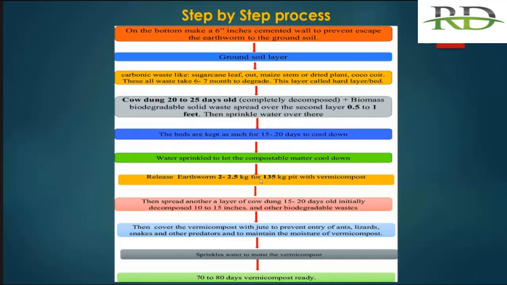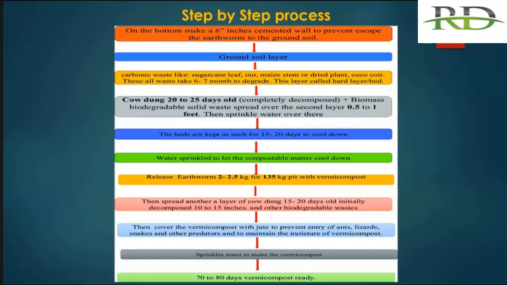Then spread another layer of cow dung, the same 15 to 20 days old, initially decomposed, to a height of 10 to 15 inches. Then add other biodegradable waste like plant materials and dry leaves. Then cover the vermicompost with jute to prevent entry of ants, lizards, snakes, and other predators, and to maintain moisture. Sprinkle water to maintain the moisture. It gets ready 70 to 80 days after these preparations. So this is the short procedure.